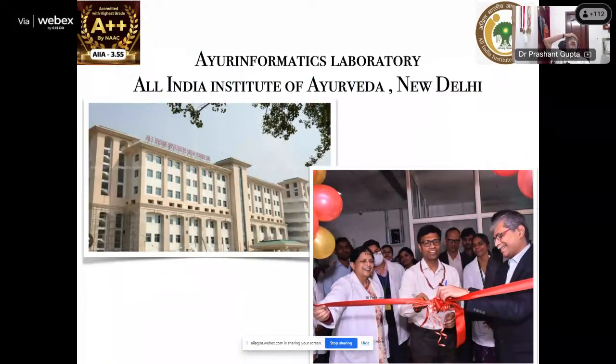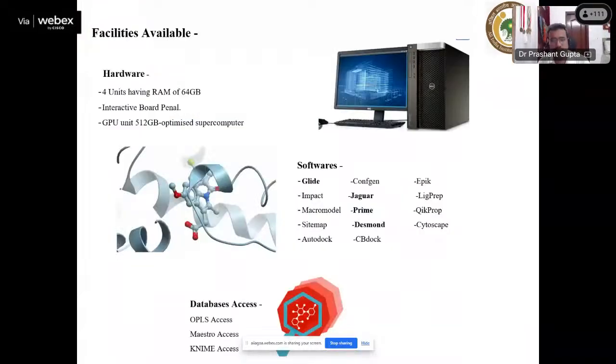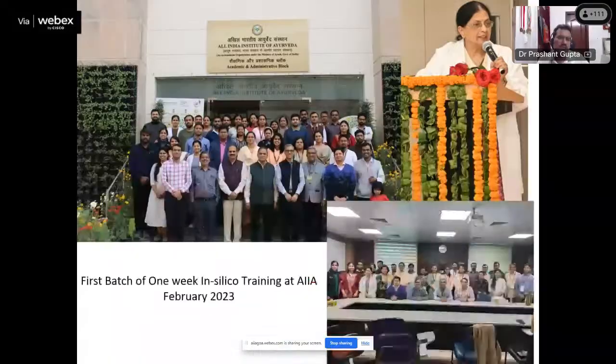Here is some glimpse of our lab. I have five to seven minutes. This was inaugurated by Professor Tanuja Nesari Madam, AIIA New Delhi Director Srinivasji, and our respected Secretary Sir, Vaidya Rajesh Kotecha ji. Then onwards we started working, and we have dedicated hardware: multiple GPUs and CPUs. We have paid software worth nearly 30, 40, 50 lakh rupees, and we have database access also.